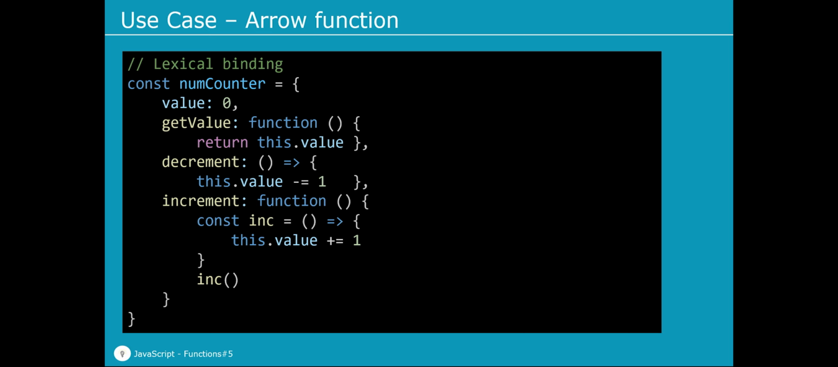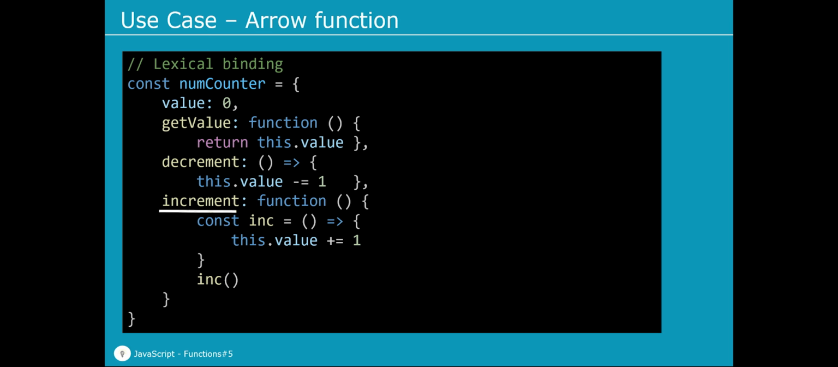The second method of the object, decrement, is an arrow function. Now remember, an arrow function does not have its own this object. So it will not be able to bind the attributes of the numCounter object. So the statement to decrement the value will not work, although it will not throw an error. So we should avoid using an arrow function as an object method.